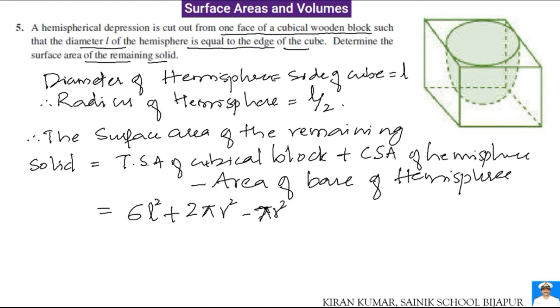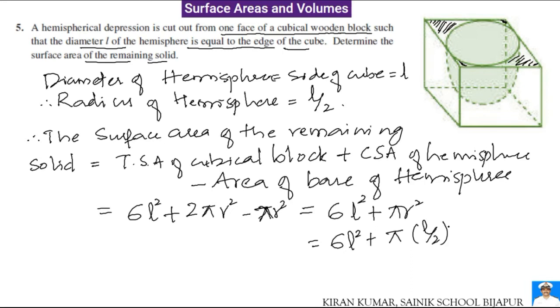Here minus pi r square is done so that only this part, the remaining part, is considered. I am highlighting that remaining part. So from this phase pi r square is removed. Therefore, this will be equal to 6L square plus pi r square. So 6L square plus pi times L by 2 whole square.